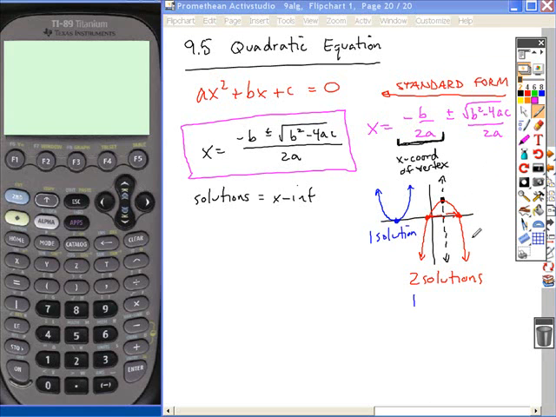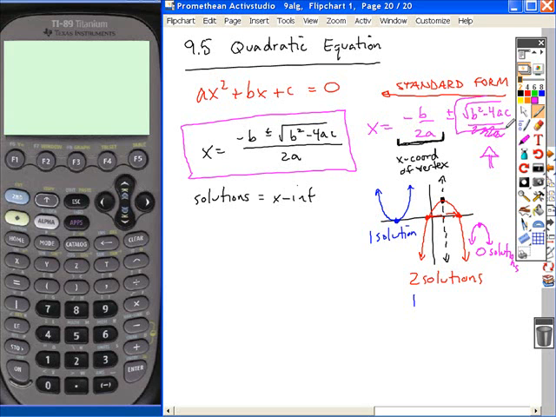You could also have something that looks like this. If your vertex is below the x-axis and it opens down, is there any way these lines will ever cross the x-axis? No. So you could also have zero solutions. Now, the way that you can tell whether it's 1, 2, or 0 is looking at just what's inside. This is called the discriminant. Again, we're not going to emphasize this at all.